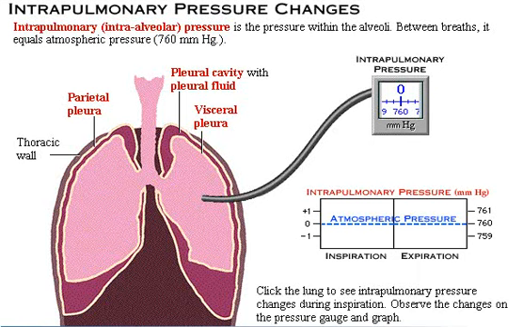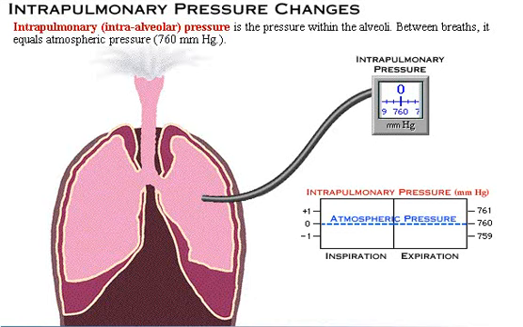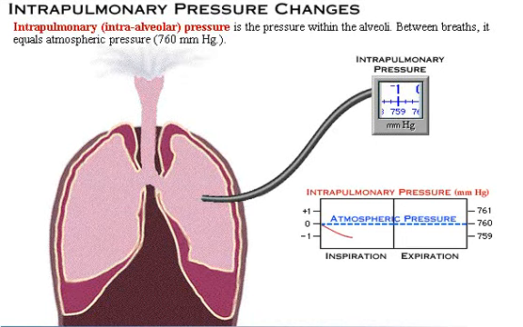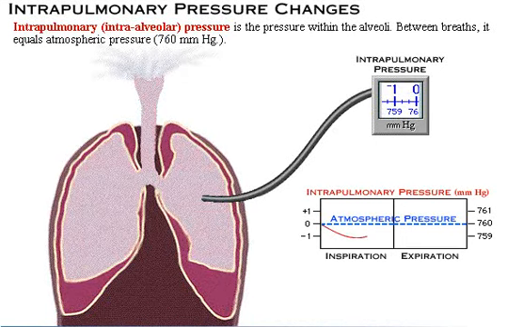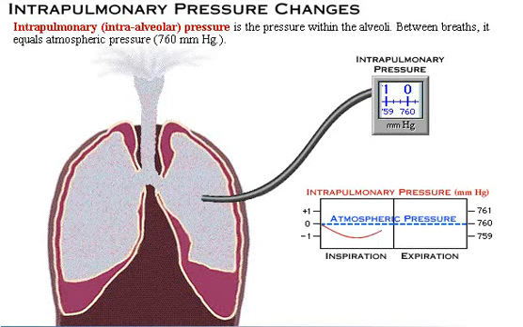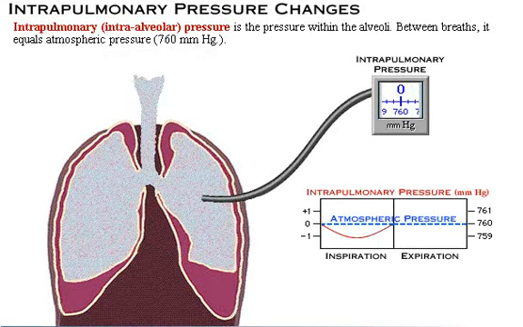Click the lung to see intrapulmonary pressure changes during inspiration. Observe the changes on the pressure gauge and the graph. During inspiration, the volume of the thoracic cavity increases, causing intrapulmonary pressure to fall below atmospheric pressure. This is also known as a negative pressure. Since air moves from areas of high to low air pressure, air flows into the lungs. Notice that at the end of inspiration, when the intrapulmonary pressure again equals atmospheric pressure, airflow stops.